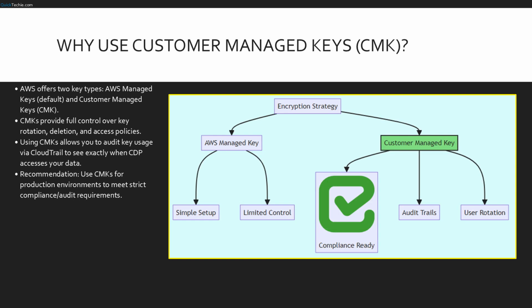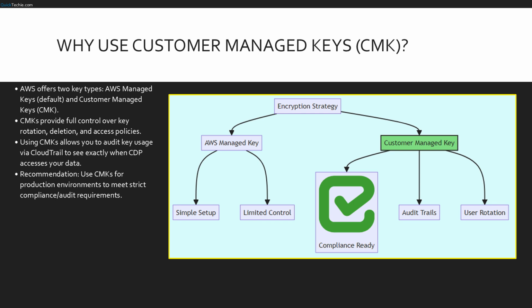Why should you move beyond the defaults? AWS provides AWS managed keys automatically, but for production, we recommend customer managed keys, or CMK. A CMK gives you, the customer, full ownership. You control the rotation schedule, you define the policies, and you can delete the key if necessary. Crucially, CMKs allow for granular auditing. You can track every time CDP uses your key to decrypt a volume via AWS CloudTrail. This level of visibility and control is often a strict requirement for regulated industries.